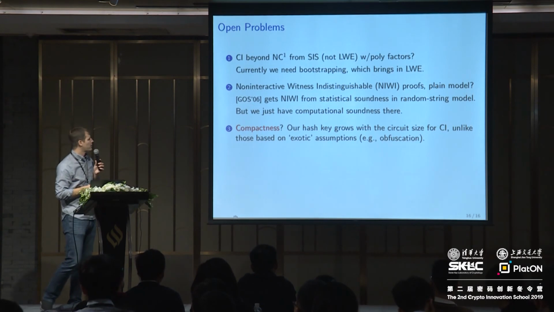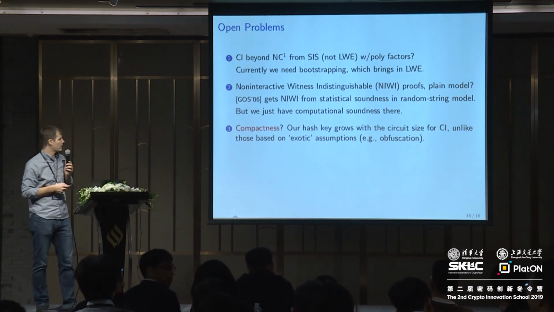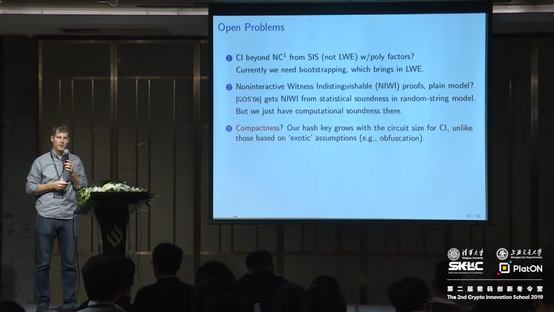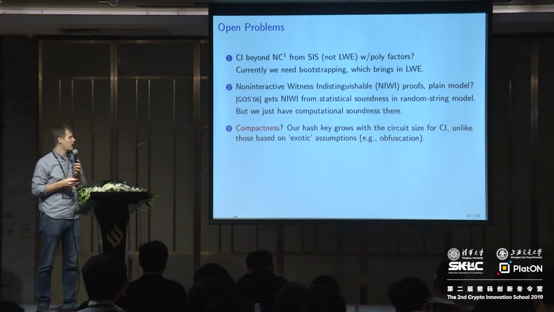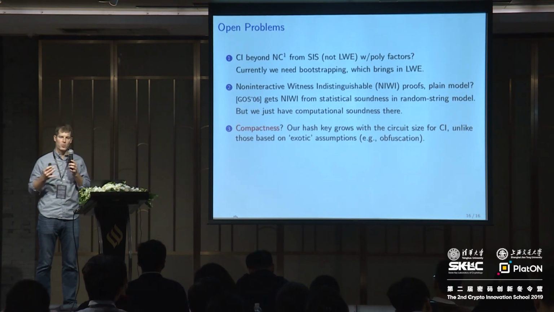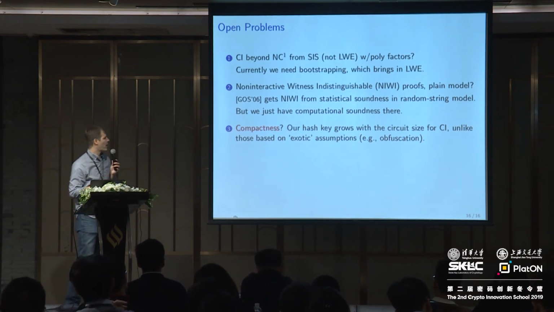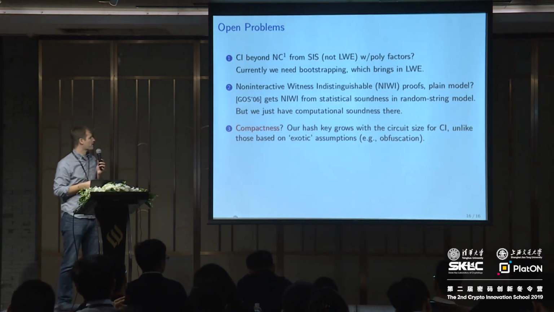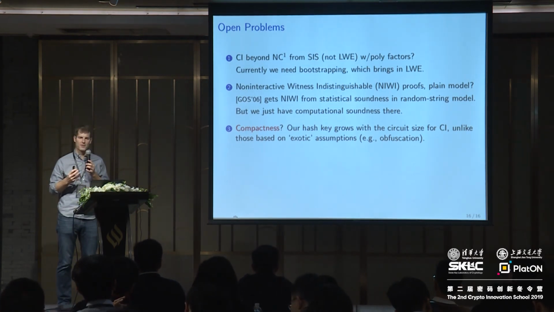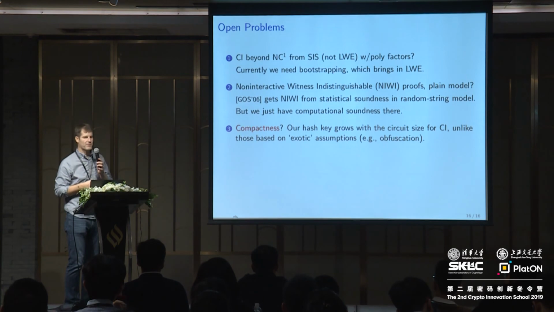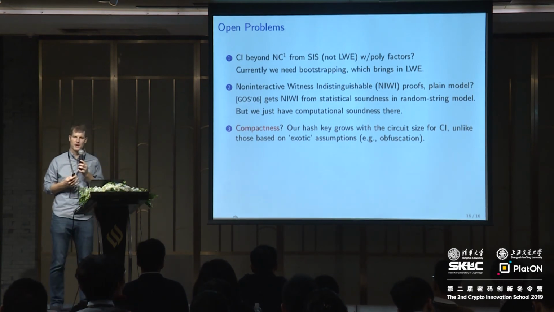And lastly, this is probably a very hard question, but a really important one, is we get correlation and tractability for bounded size circuits, and the size of the hash key grows with the size of the circuits. And so what would be nice is to have a hash key which is a fixed size for any size circuit of correlation and tractability. We know how to do this using obfuscation or similar very heavyweight techniques, but we don't know how to do it from LWE.